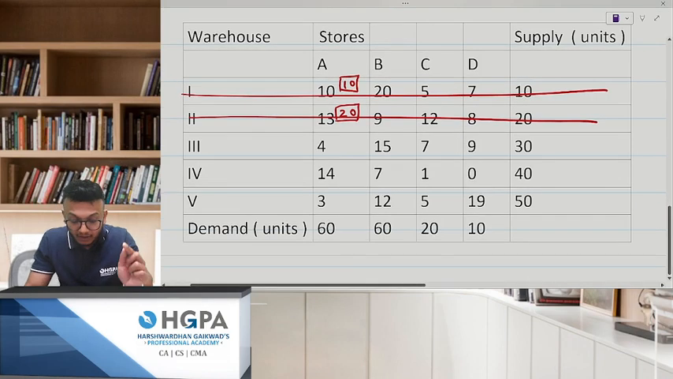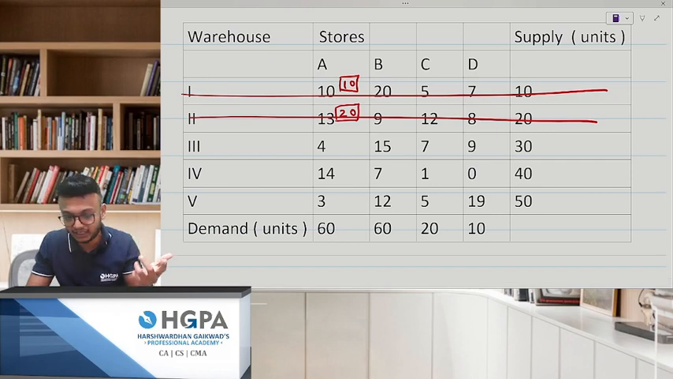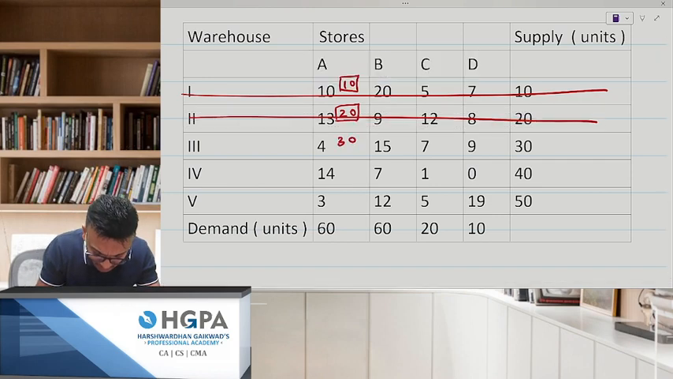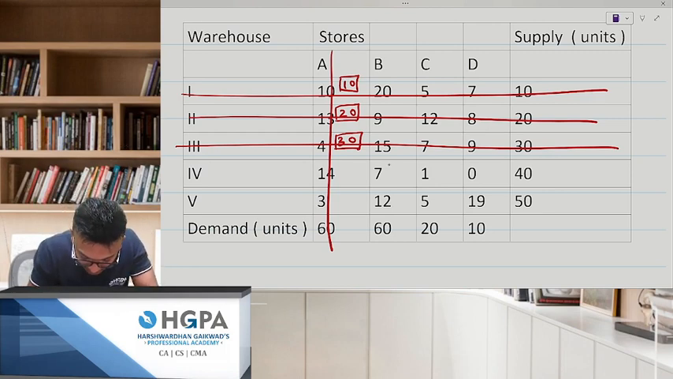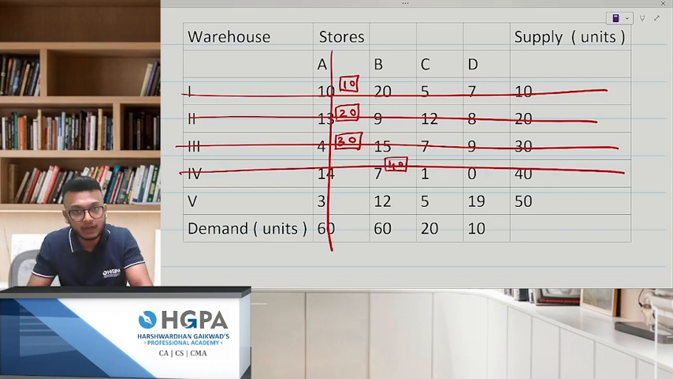Next, the west number is 4. How much do you allocate? 30. How much is remaining? 30. So 30 only, but even this will be exhausted, because both supply and demand are exhausted. Now tell me the left hand number, the west number. 7. How much do you allocate? 40 or 60? It will be 40. So 40 is gone now.